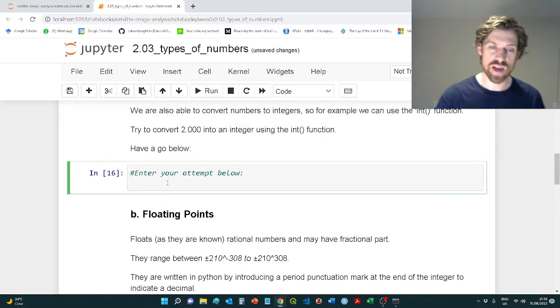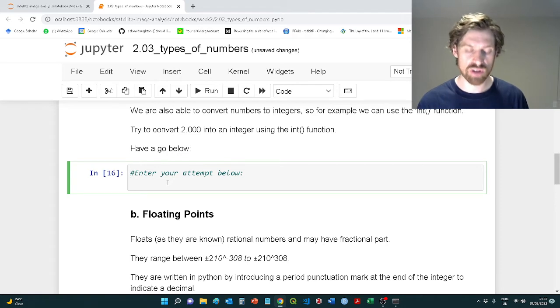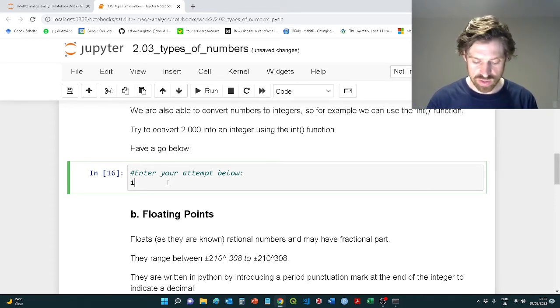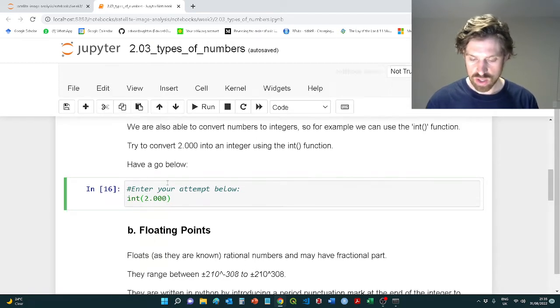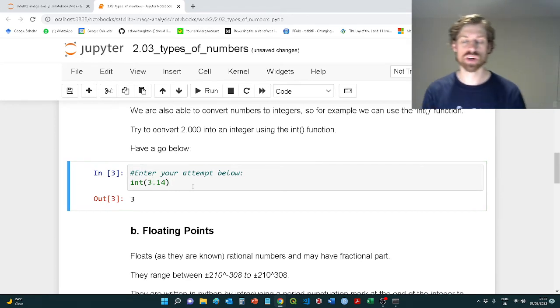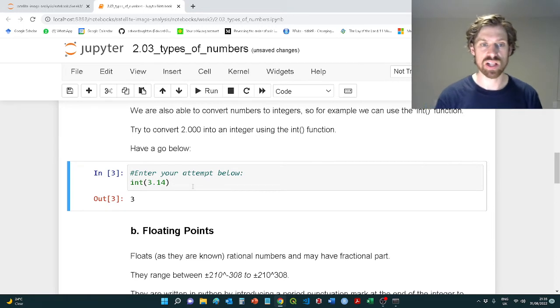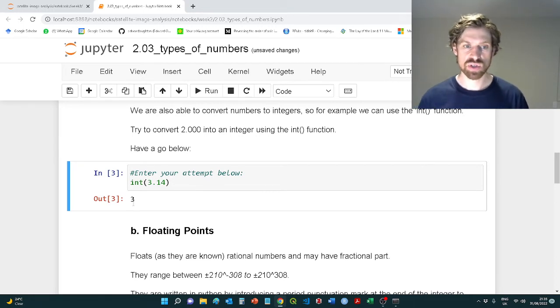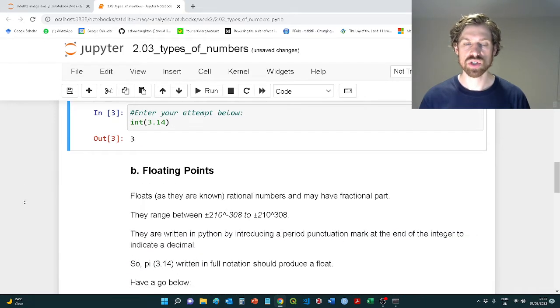We're also able to convert different numbers into integers. So for example, if we have 2.000, which is a decimal, so a float, we can convert it using the inbuilt Python function int. So 2.000 is going to end up becoming a whole number once we use that int function. We could do pi, 3.14, and it's going to round down to the value 3. So that's producing a round whole integer number when you use the int function.